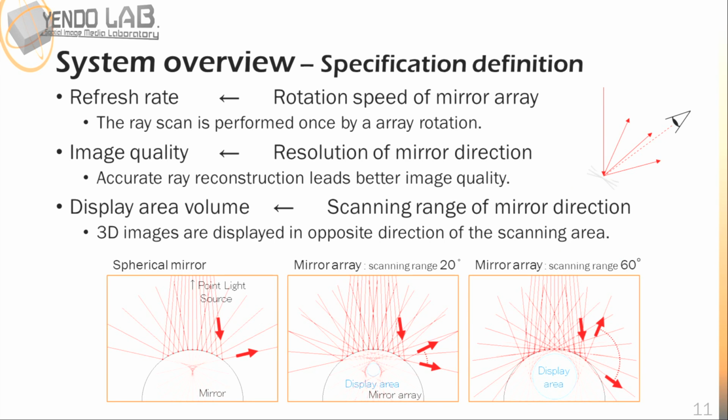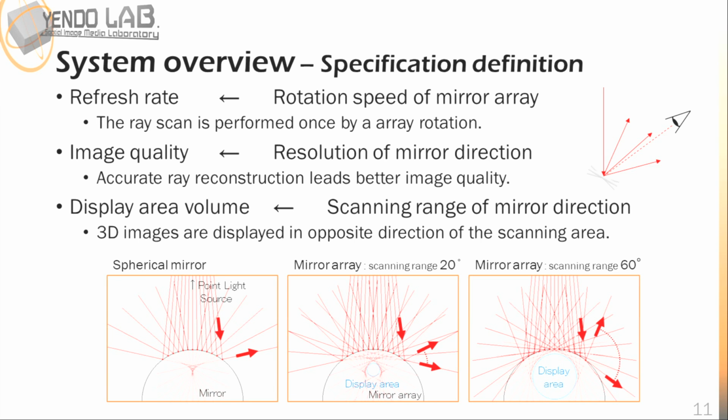I will explain how the design affects the image quality. First, the refresh rate is equal to the rotation frequency of the mirror array. This is because the whole area is scanned once by a rotation. Second, the image quality is closely related to a resolution of mirror direction.